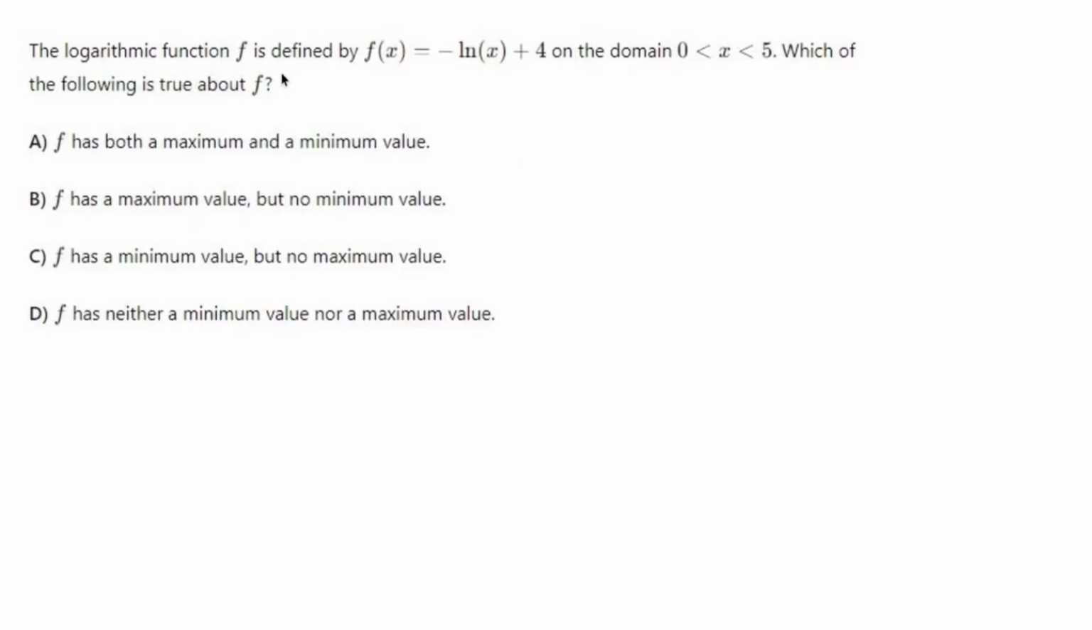A logarithmic function f is defined by f of x equals negative ln of x plus 4 on the domain between 0 and 5. Which of the following is true about f? Well, let's take a look at regular old ln. Regular old ln is logarithmic, which looks like this.